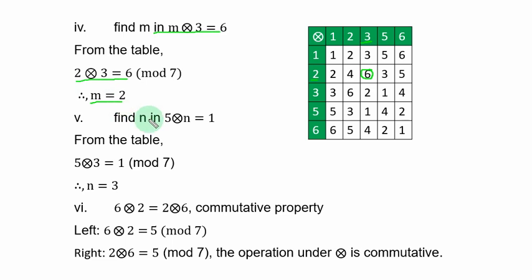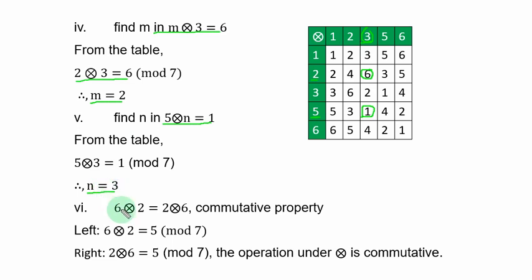We should find n in 5 times n equal to 1. 5 is the row element, while n is the column. So we start from the row since 5 is known. So you start with 5 and trace to where you have remainder of 1. When you take it up, it means 3. So from the table, it is 5 times 3, that is equal to 1. So therefore, n is equal to 3.